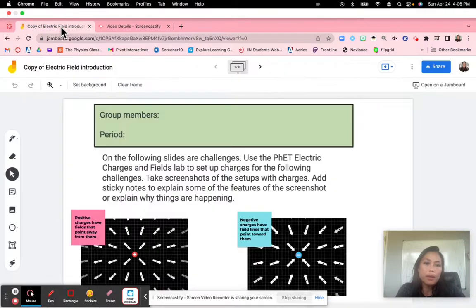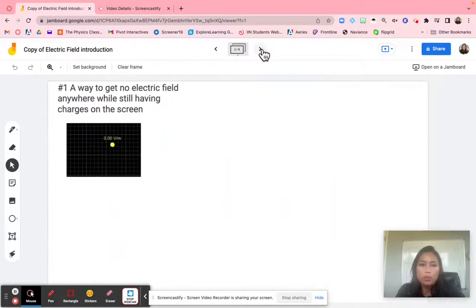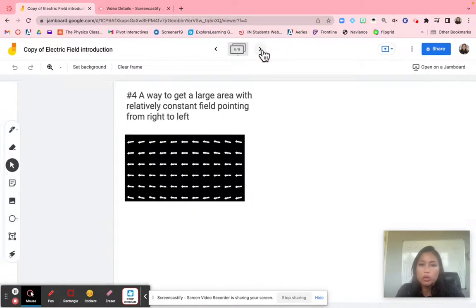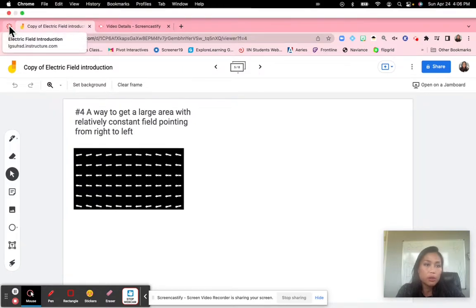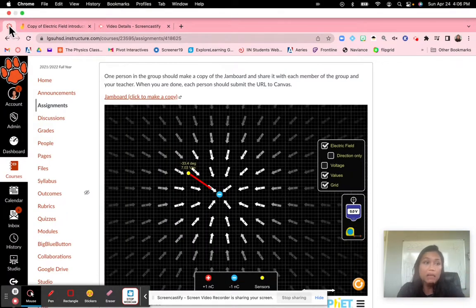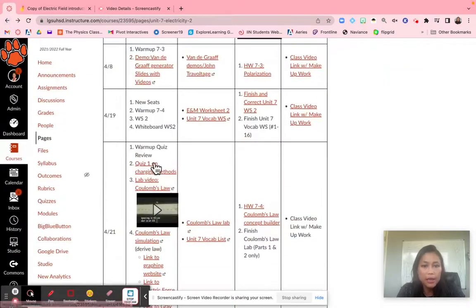You're going to embed them in your appropriate slide. And then once you're done with this, every group member is going to submit the URL onto Canvas. Once you're done with that, and you have a good understanding of electric fields, you're going to get into the next activity.